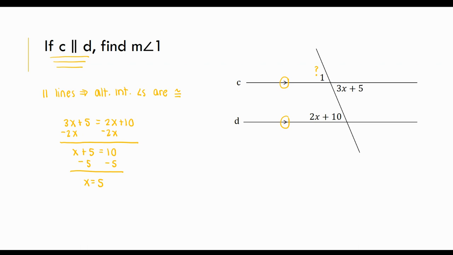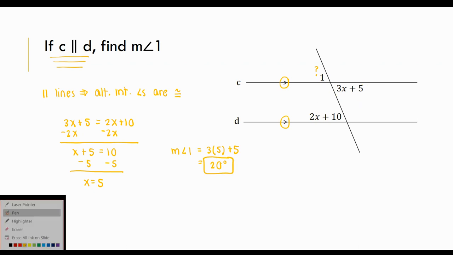I want the measure of angle 1. So notice that there's actually several different ways for us to find angle 1. One thing that I can look at is the fact that there's a relationship between angle 1 and 3x plus 5. They are vertical angles, and vertical angles are congruent. So I could do that. The measure of angle 1 is the same thing as me taking that expression 3x plus 5 and substituting in the 5. Well, 3 times 5 is 15. 15 plus 5 tells us that it's a 20-degree angle.